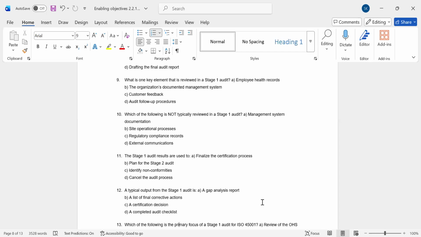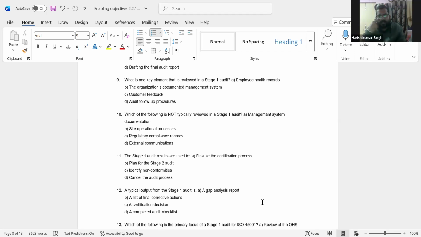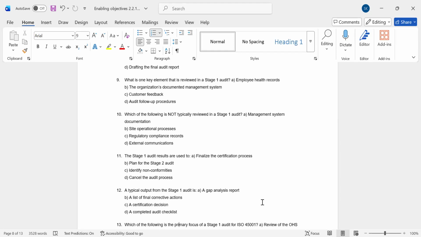D feels the correct one, because external communication will come under the documentation. I think so. All options come under documentation, sir, but external communication is the least important of the four documents given. See, the question says not typically reviewed, which means it is not reviewed intentionally.